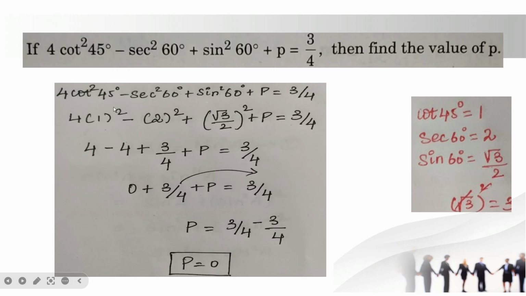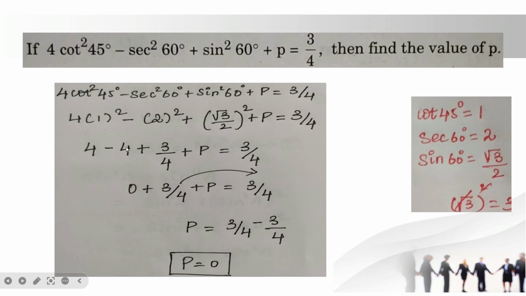Let's substitute these values. 4 cot square 45, instead of cot 45 I have written 1, that square we put as it is, minus secant square 60, secant 60 value is 2, 2 square, plus sine 60 value is root 3 by 2, the whole square, plus p equal to 3 by 4. 1 square is 1, 4 into 1 is 4, 2 square is 4.